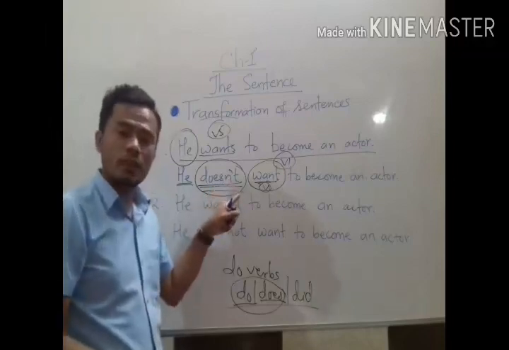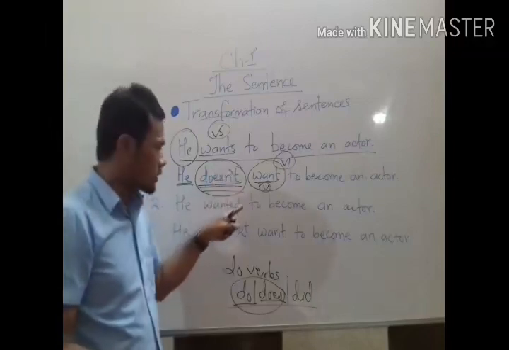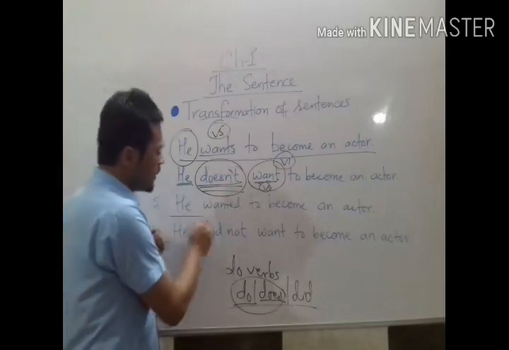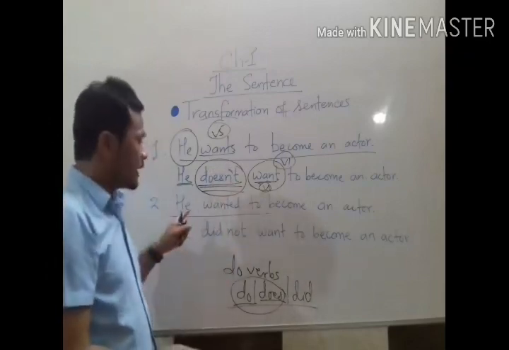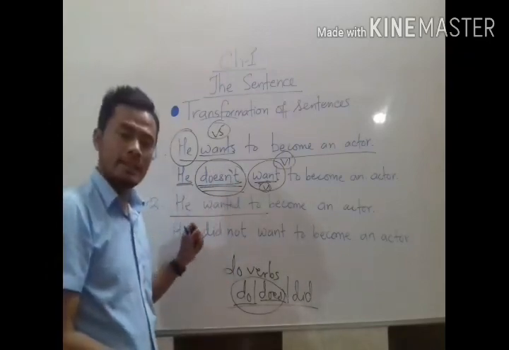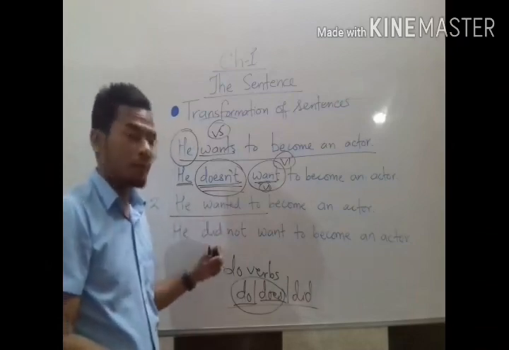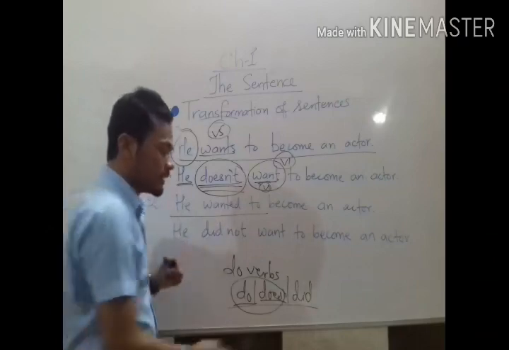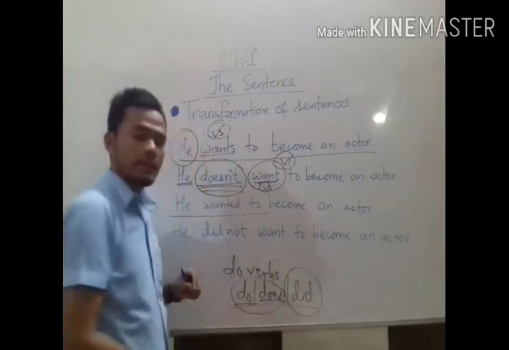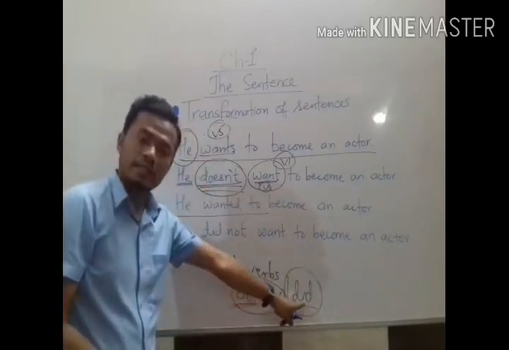Doesn't is the contraction form of does and not. In the same way, second question: He wanted to become an actor. This sentence is in simple past tense, and here also we don't have any helping verb. So the sentence is past tense, so we have to write did. So we have to use did.